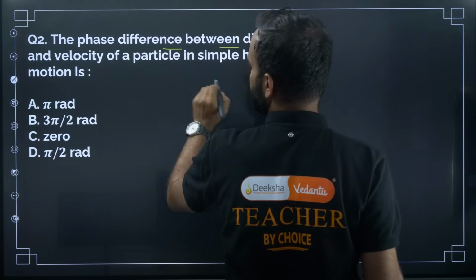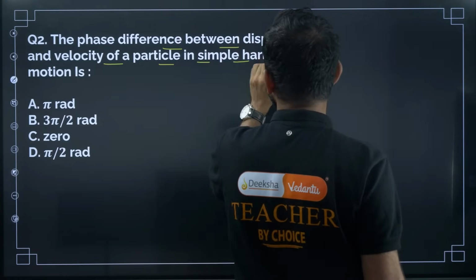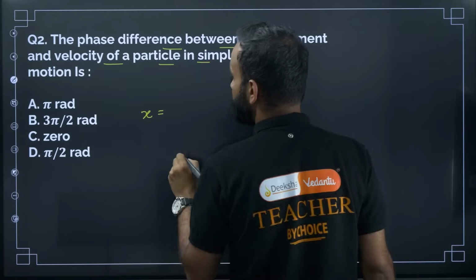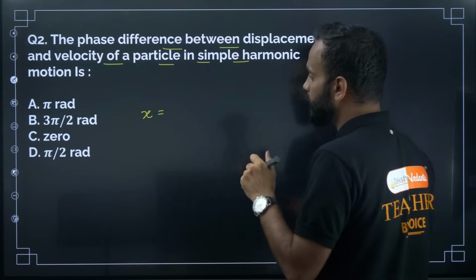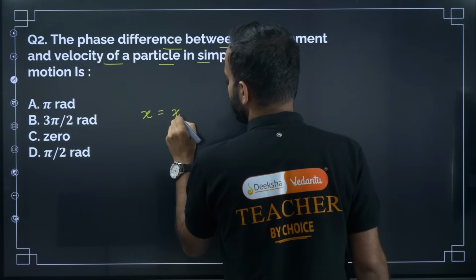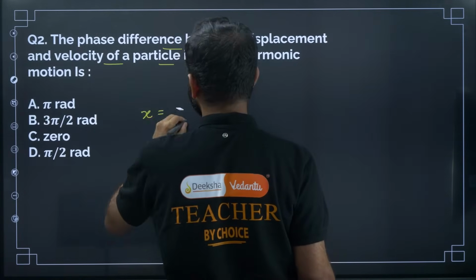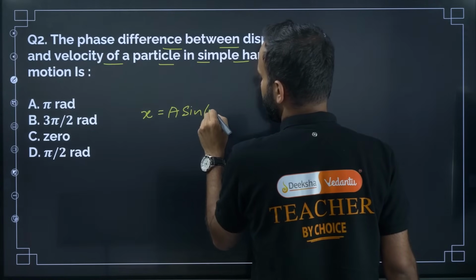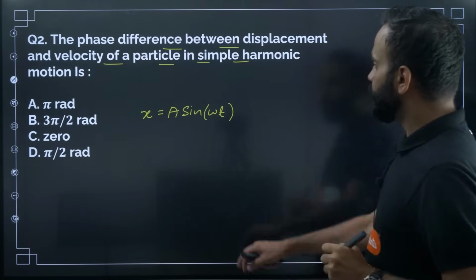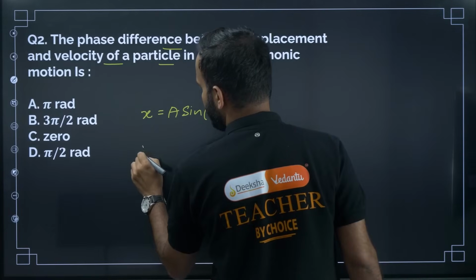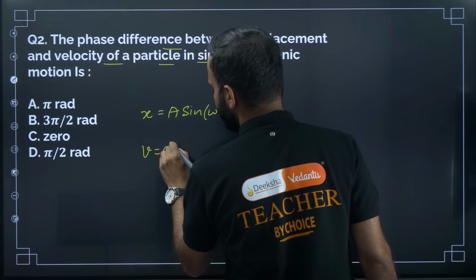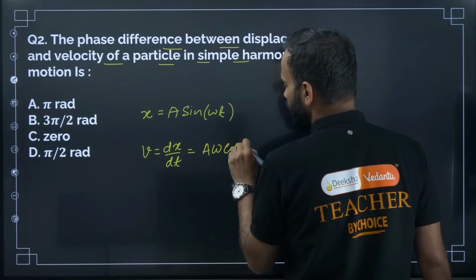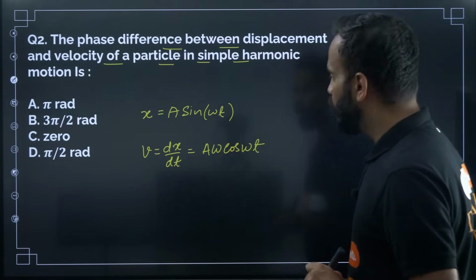Next one, question number 2. The phase difference between the displacement and velocity of a particle in simple harmonic motion. What is the general equation for the displacement? In simple harmonic motion, x equal to A sine of omega t. Now differentiate x with respect to t, you will get v. So v equal to dx by dt equal to A omega cos omega t.